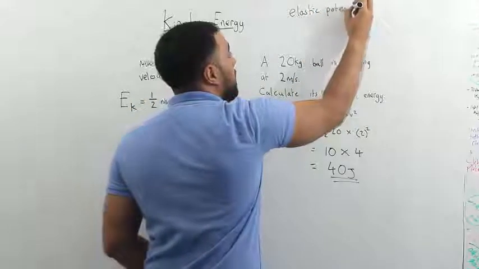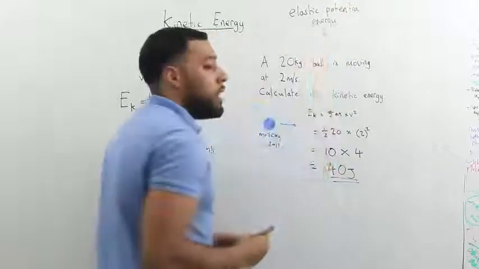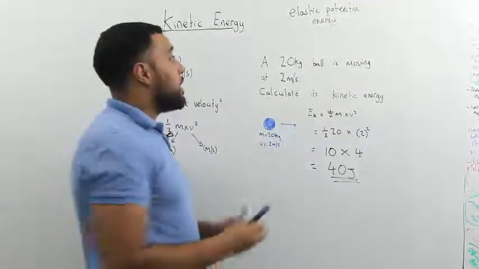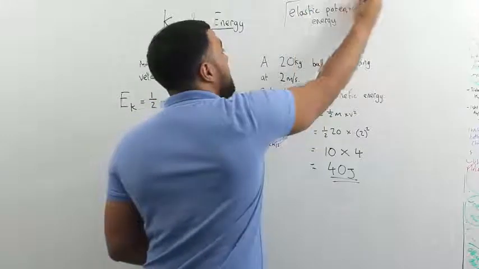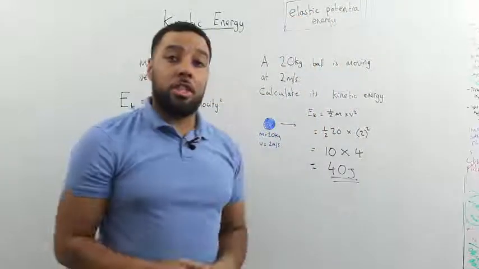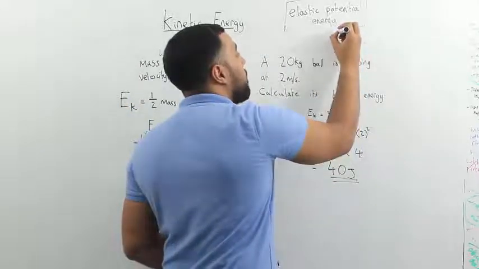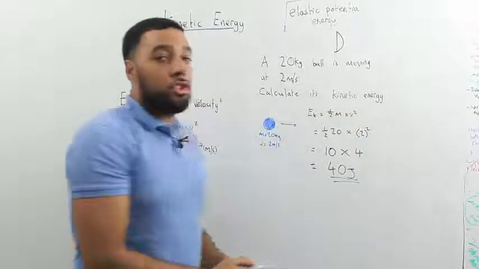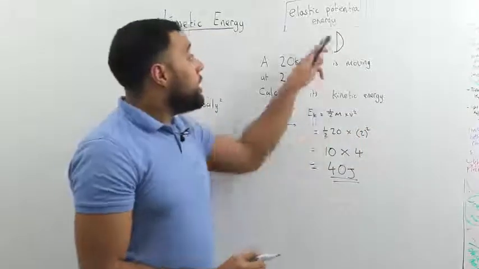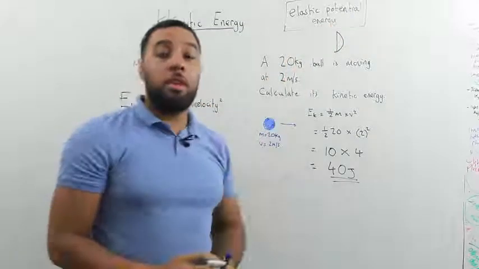You may also come across in your exams, guys, elastic potential energy. And this is quite simply the energy that is stored in an object when we stretch it. If you think of a bow and an arrow, if we stretch that bow, then there's elastic potential energy stored within that bow.